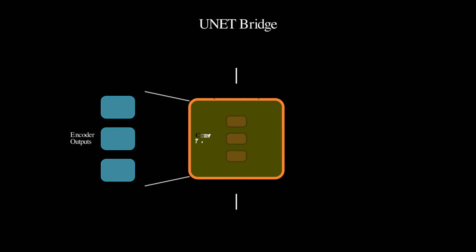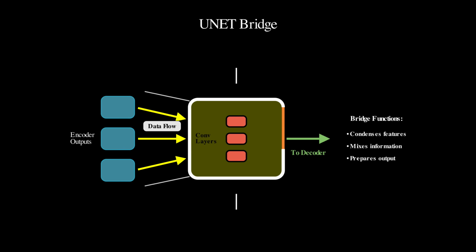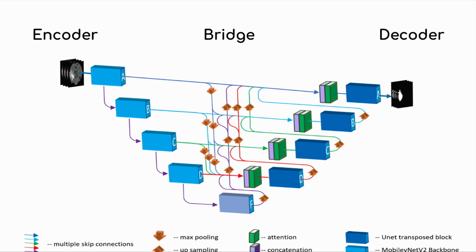Here's the UNET bridge, the narrowest point where the encoder output flows in. It contains convolutional layers that process the most compressed features. Watch the data flow. Features enter, get processed, and then get prepared and refined for the decoder. This makes sure that only the essential patterns pass through to the decoder to create the final mask.